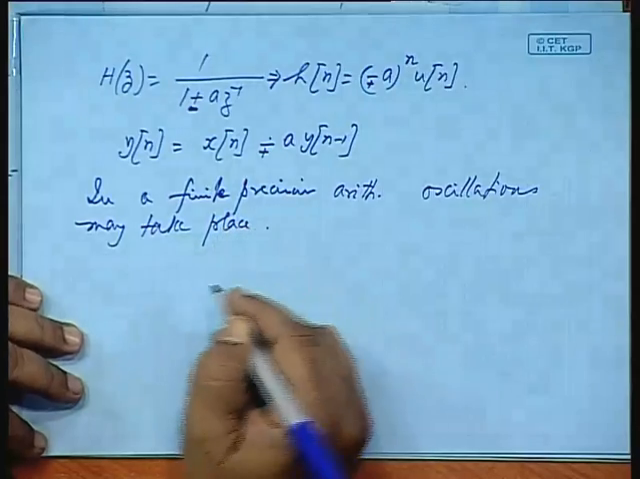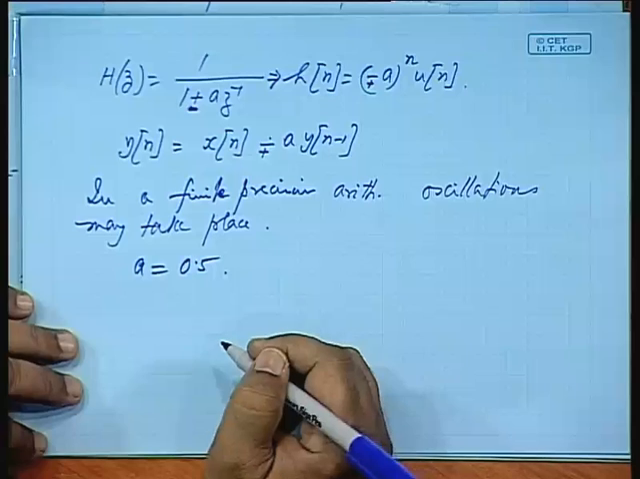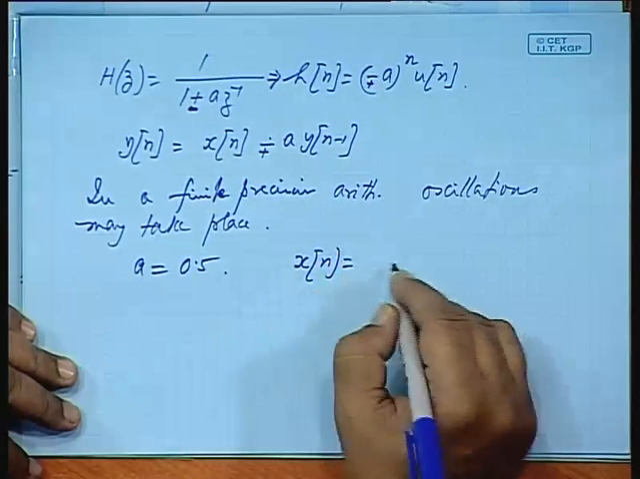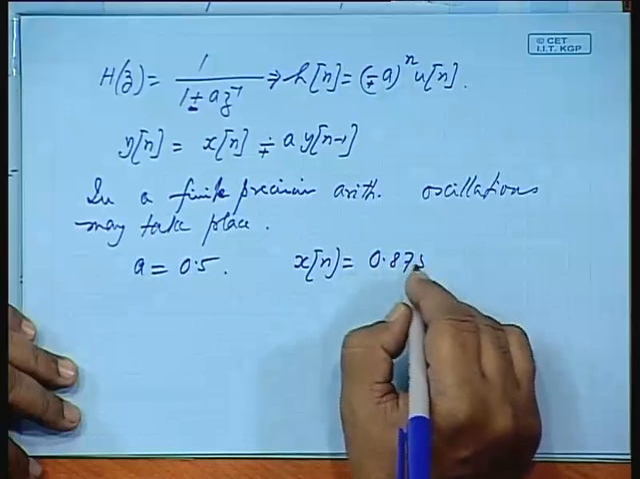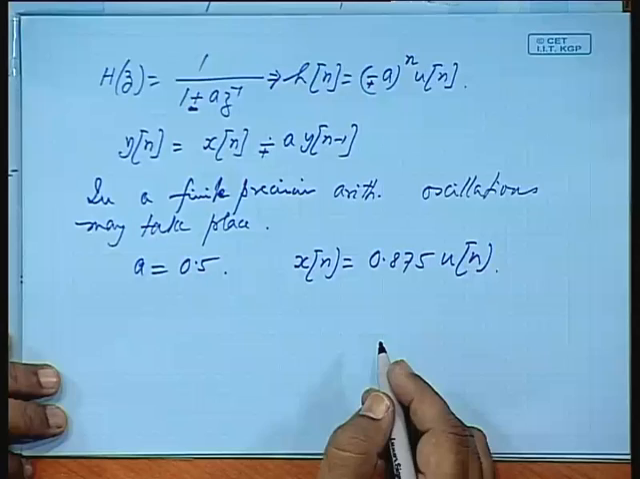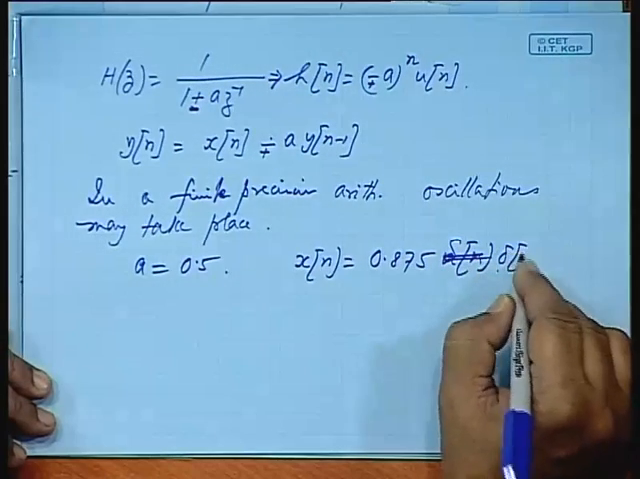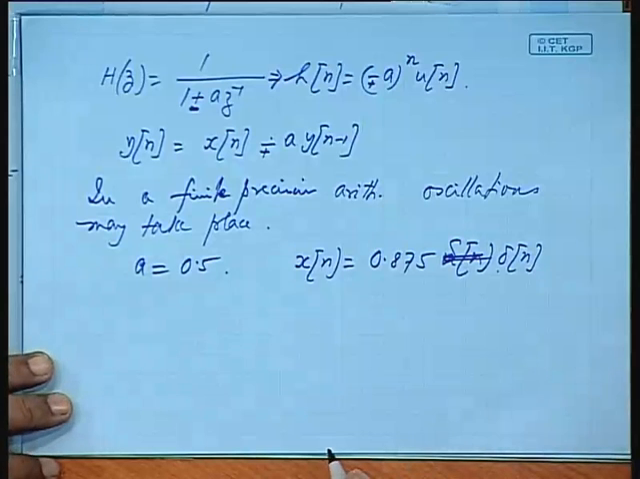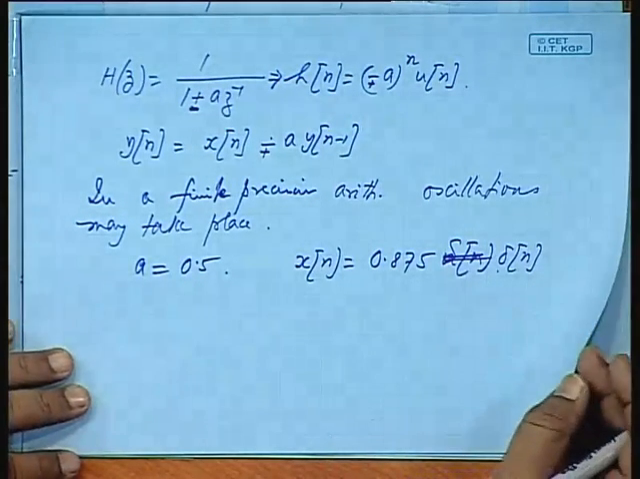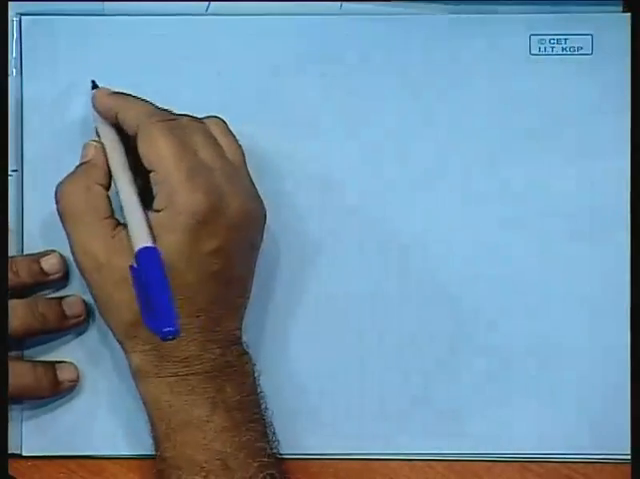Let us take some values of A, say let A be 0.5, and let us excite it with a finite input, 0.875 delta n. That is an impulse input. What will be the response? Let us tabulate the response, all the components, it will be clear.